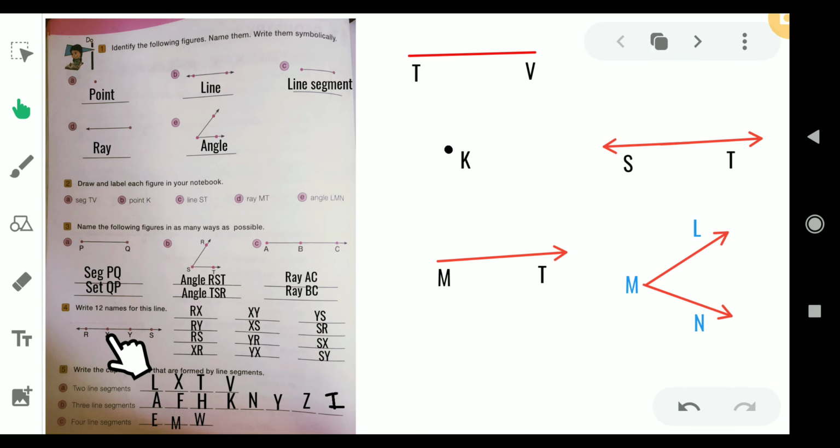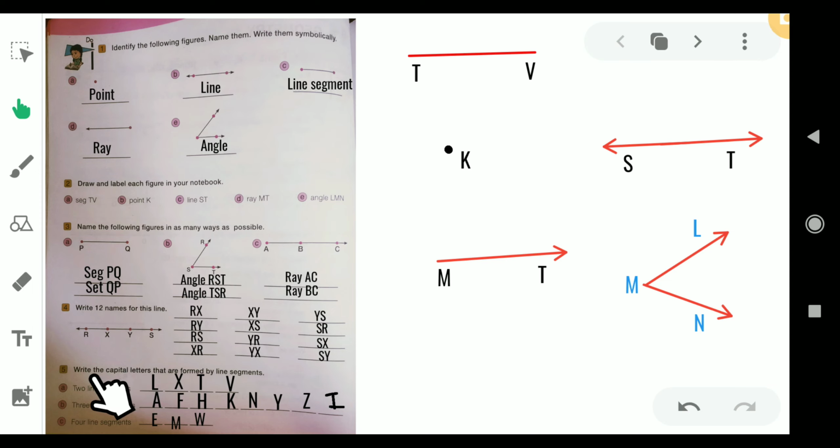Next, take this point now: XR, XY, XS. Next, consider this point: YR, YX, YS. Consider this point: SR, SX, SY. So in this way, this line can be named in 12 different ways.